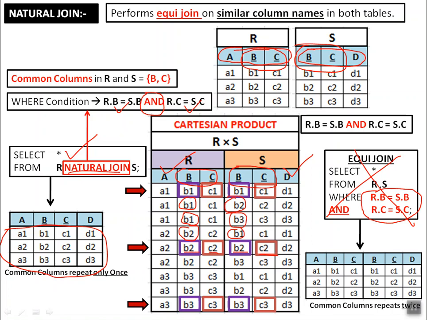the difference between natural join and equi-join is this. There is only one similarity, that is the number of rows will be the same. Two differences. First, here you have to write the where condition. Here there won't be any where condition, and here common columns will come only once. Here they come twice. Clear? Yes. Now let's go for the summary, guys.